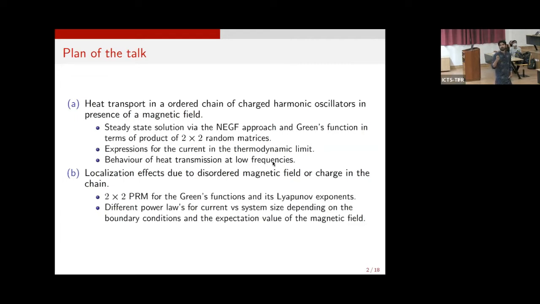And later on, we'll consider this magnetic field to be disordered, and we'll study what will be the effect of the disorder on the heat transport. And it turns out that this particular system that we considered has very rich behavior with respect to the behavior of the current with the system size.